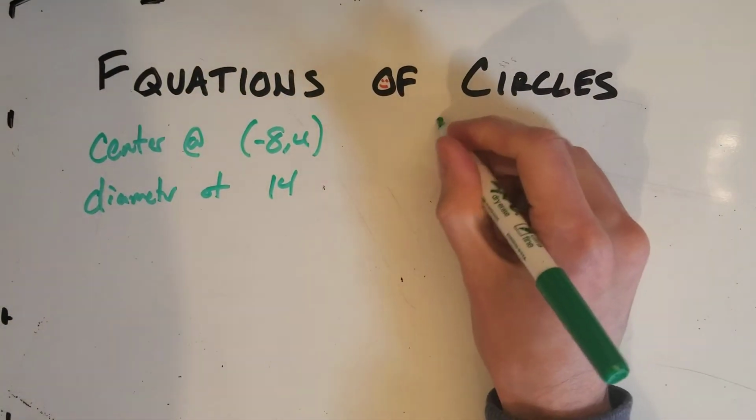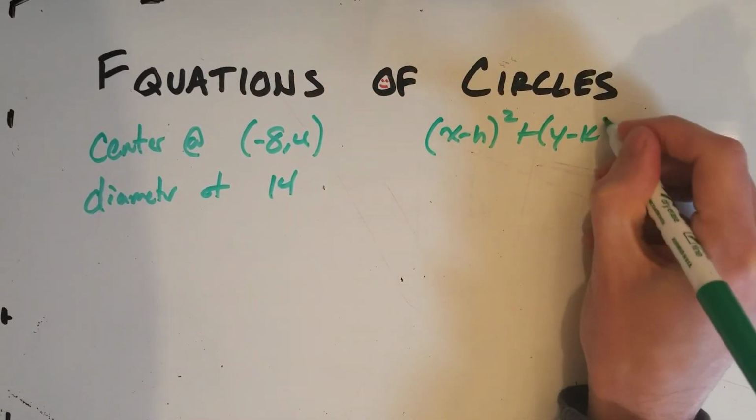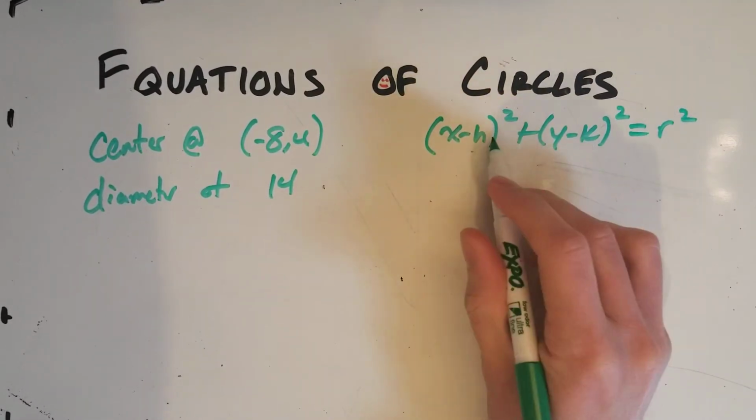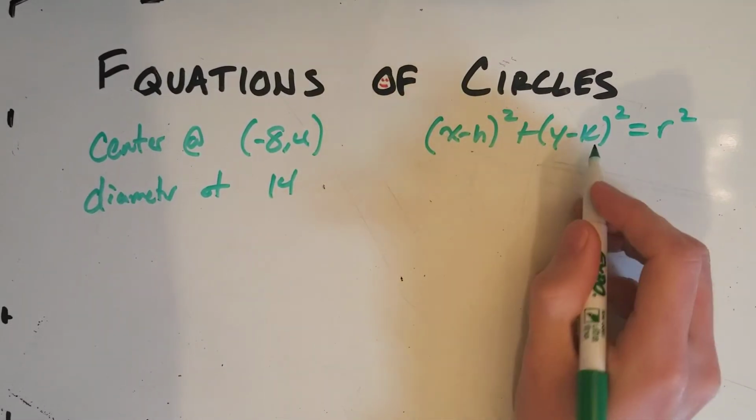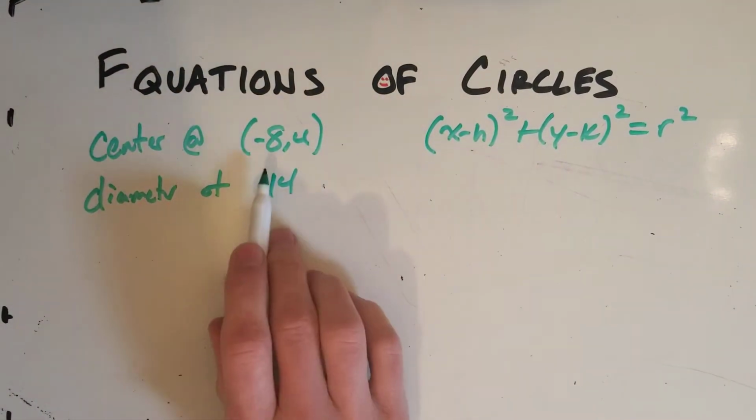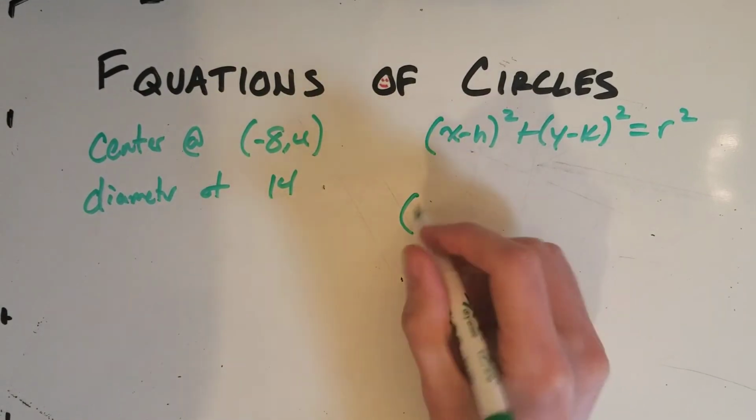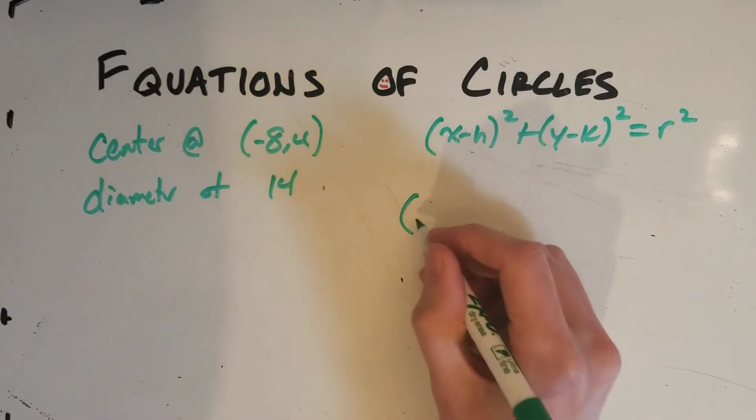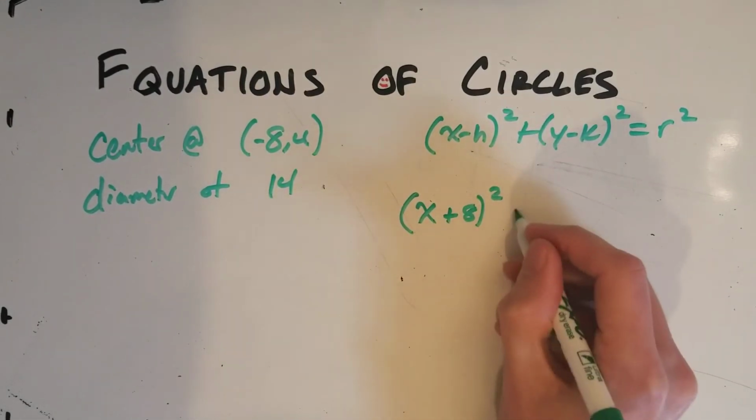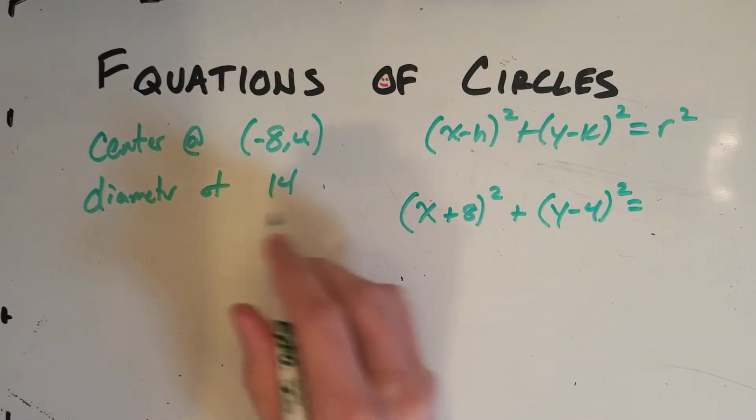So in that standard form, again, it's going to be (x minus h) squared plus (y minus k) squared equals r squared. h and k are the center of the circle, (h, k), and x and y represent any point on the circle. So we have a center of -8, 4. When you put in the -8 here, x minus negative 8 becomes x plus 8 squared. And it's going to be (y minus 4) squared equals your radius squared.